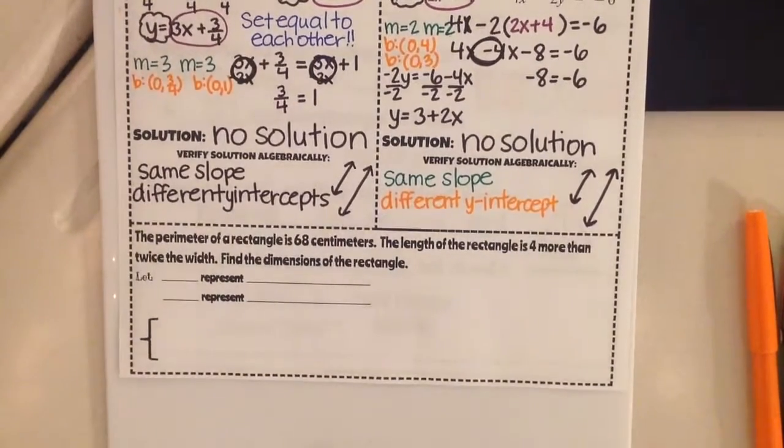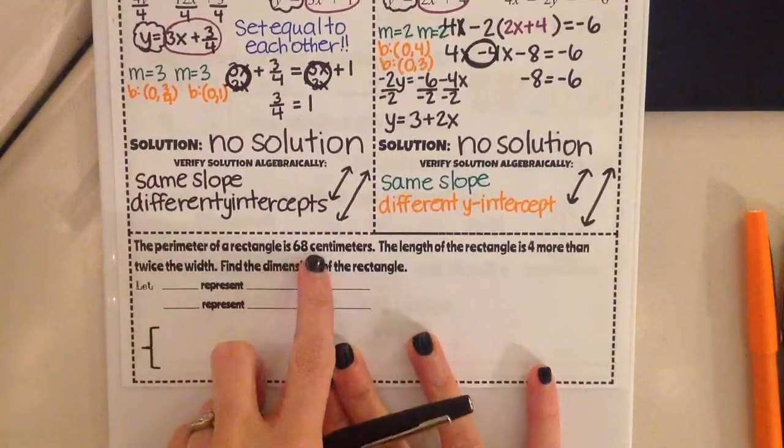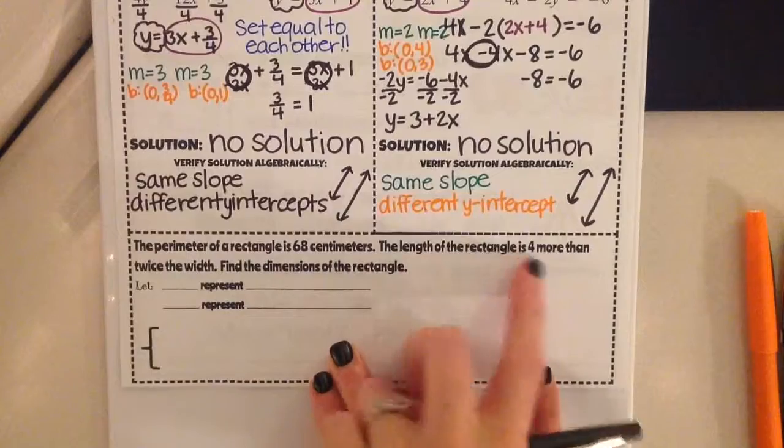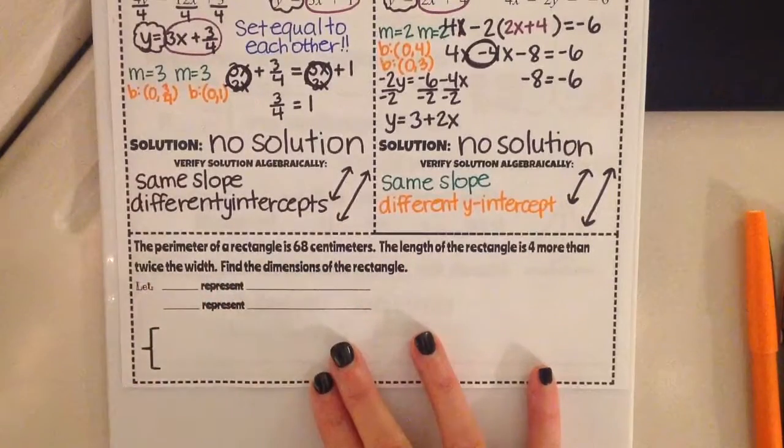Okay, so let's look at the word problem. How do I set up and solve a word problem using substitution? So the first thing you want to do is read your word problem. We have the perimeter of a rectangle is 68 centimeters. The length of the rectangle is 4 more than twice the width. Find the dimensions of the rectangle.